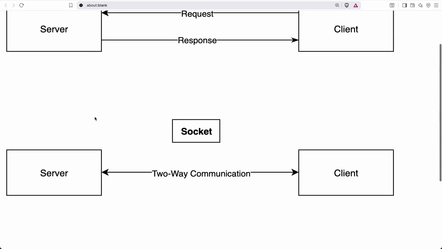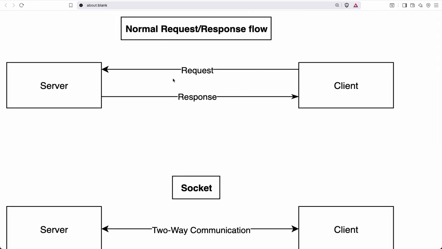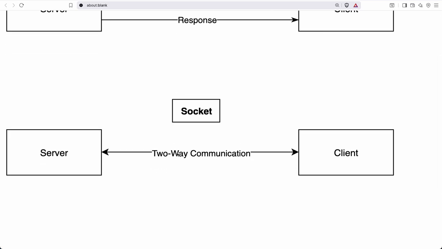The next thing is the socket. Say you have a chat application where your client and server keep communicating with each other. They have a continuous communication which is not broken, compared to the normal flow where after getting a response the communication breaks. In a socket, the connection is alive until one of the parties breaks it.